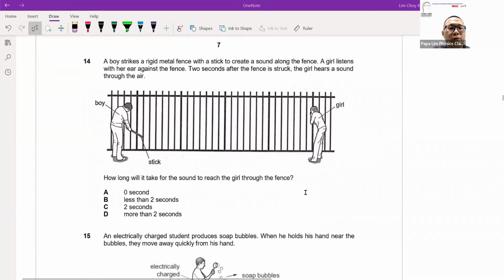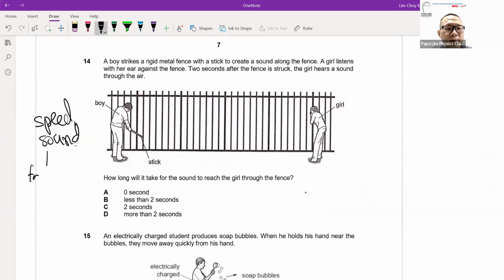Okay, 14, we look at sound travel. Remember for sound travel, the speed of sound. We always have to take note, speed of sound is always fastest in solid.